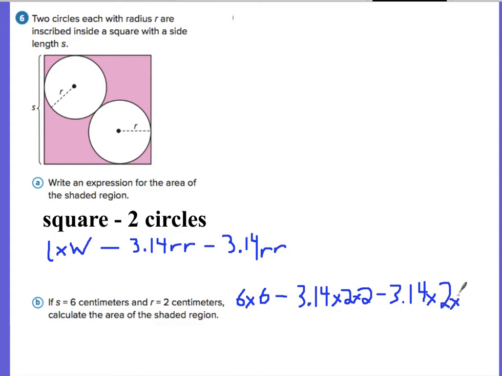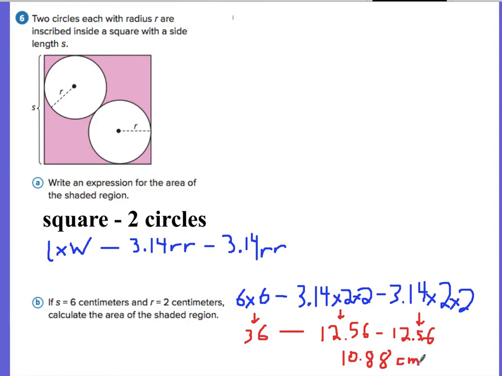It might help to do each of these separately and then combine them. So we're going to do 6 times 6 first. It's 36. And this is going to be 12.56. Because then after we do this, we can subtract it straight through on our calculator from left to right. So we get 10.88. And that's an area, and we measured in centimeters, so it's going to be centimeters squared.